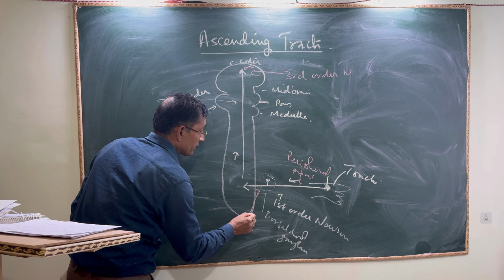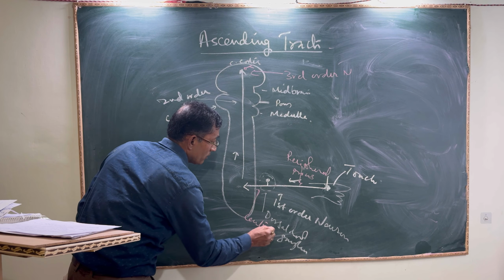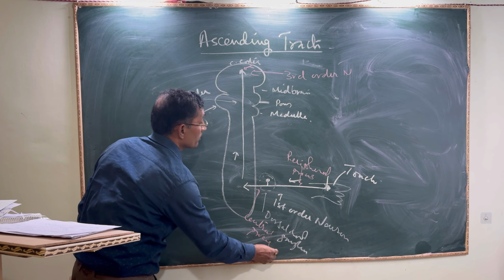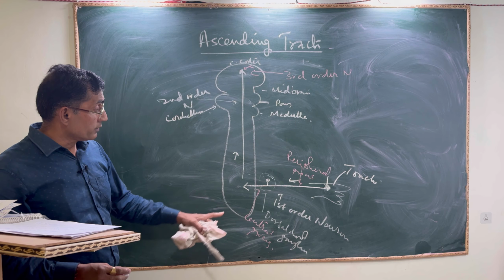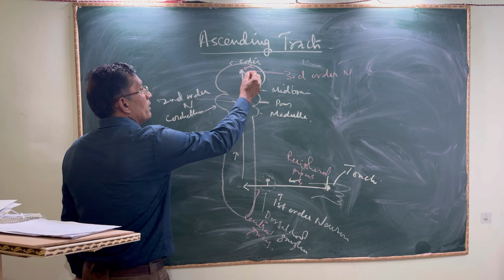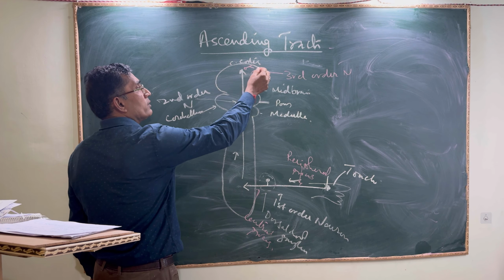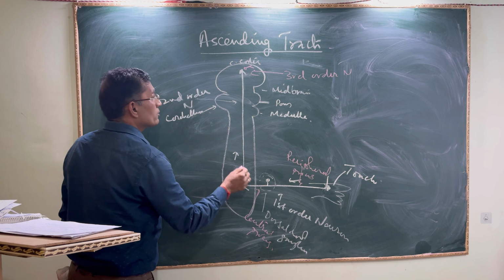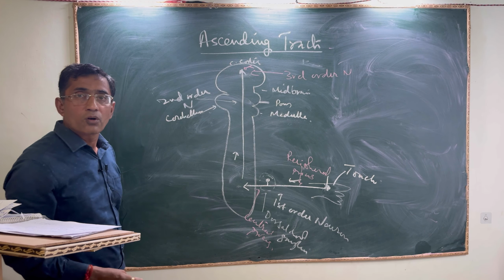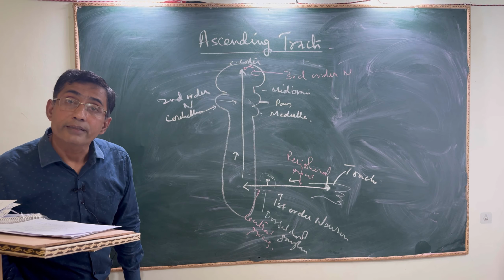This one is the central process. But in the second order neuron, this type of differentiation is not there. In the third order neuron also, this type of differentiation is not there. So this whole pathway is called the ascending tract.